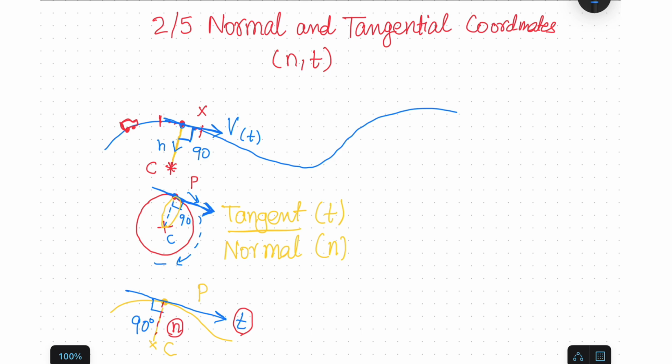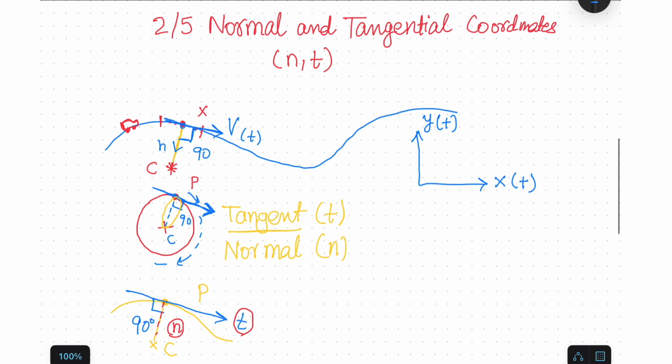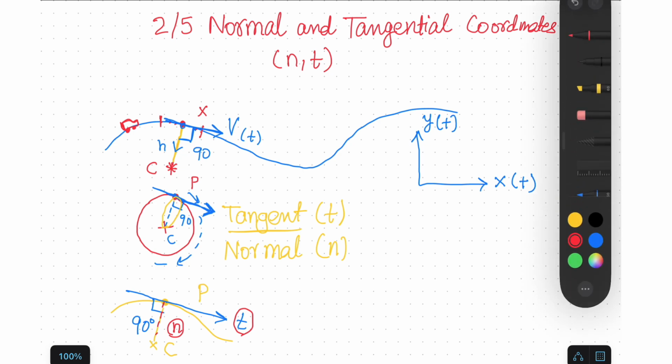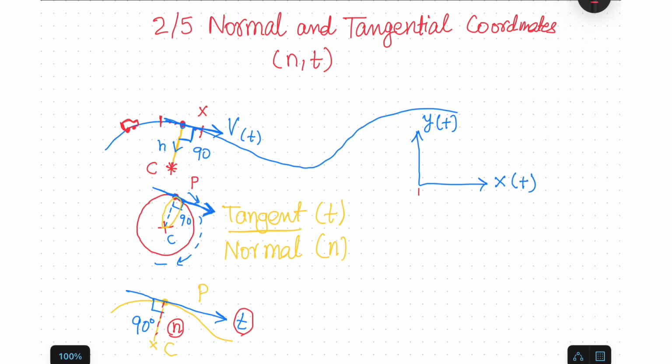Now about the sign convention. You know that in the x and y axes, the right side is positive and upward is positive. When you go in the downward direction, you say y is negative, and on the left side you say minus x. Similarly, we have a concept here in the n and t coordinates.